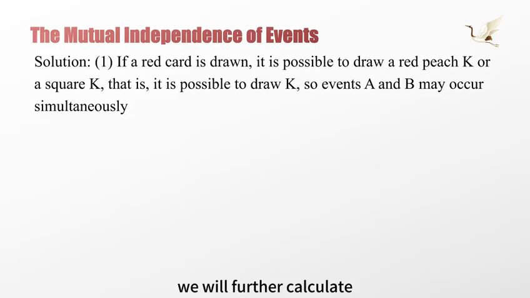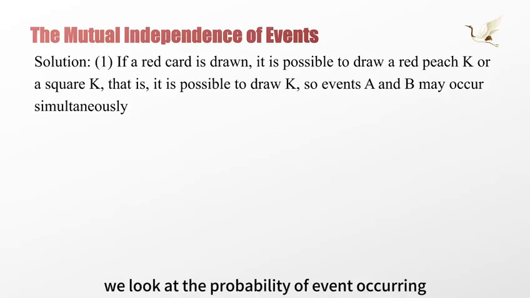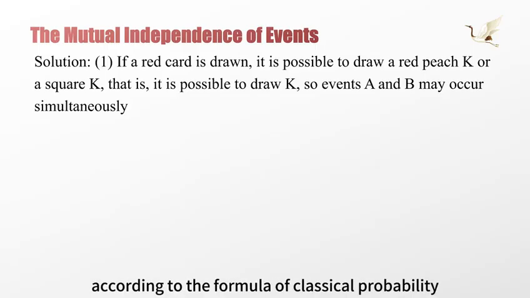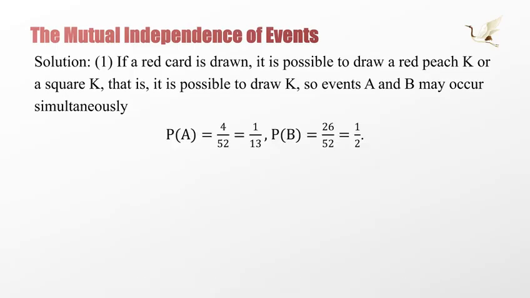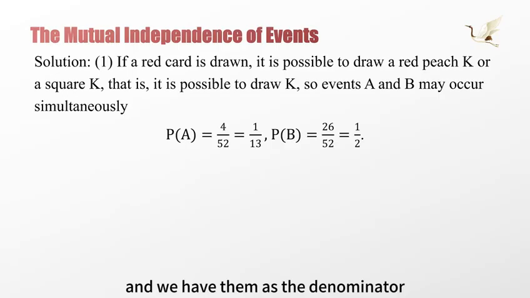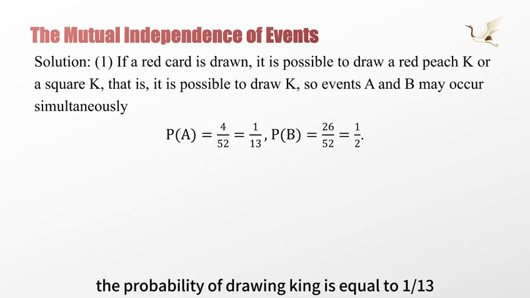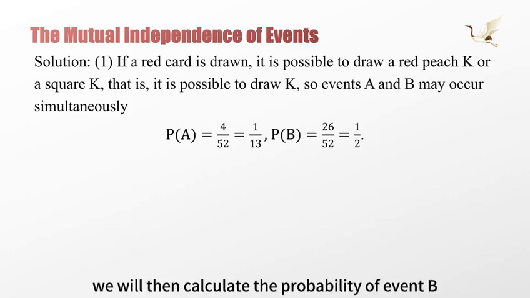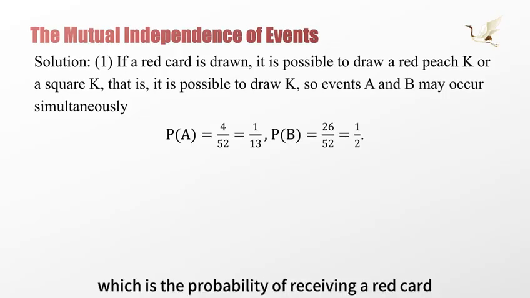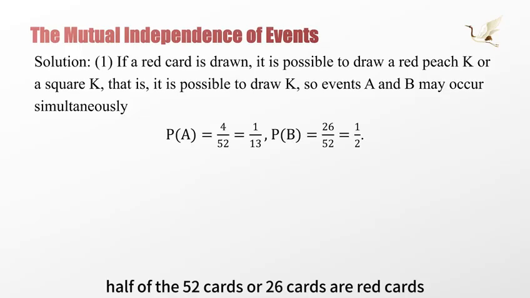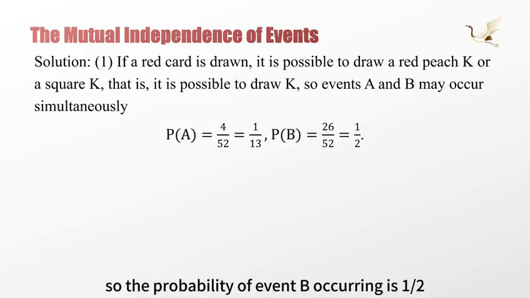We will further calculate. We look at the probability of event A occurring, according to the formula of classical probability. There are a total of 52 cards, and we have that as the denominator. There are 4 king cards, and we have that as the numerator. The probability of drawing a king is equal to 1/13. We will then calculate the probability of event B occurring, which is the probability of drawing a red card. Half of the 52 cards, or 26 cards, are red cards, so the probability of event B occurring is 1/2.